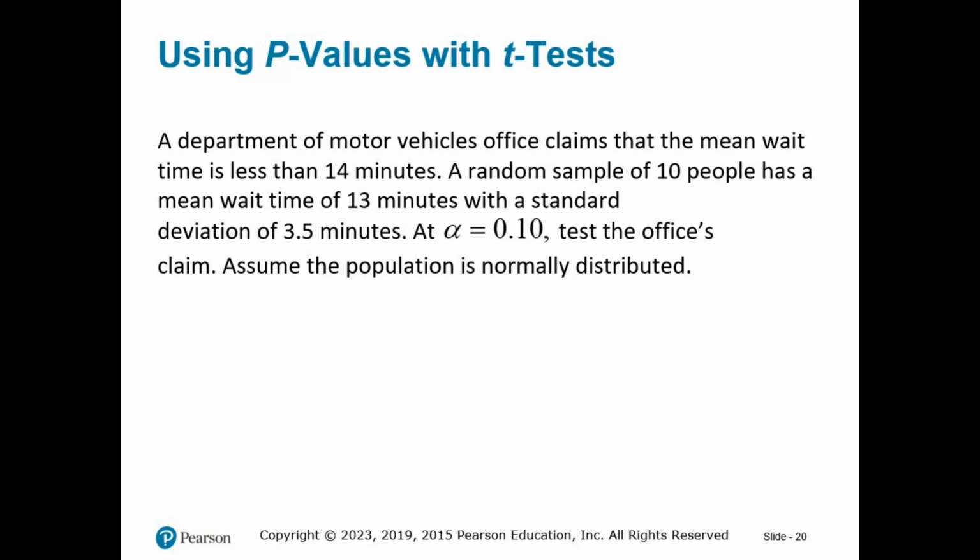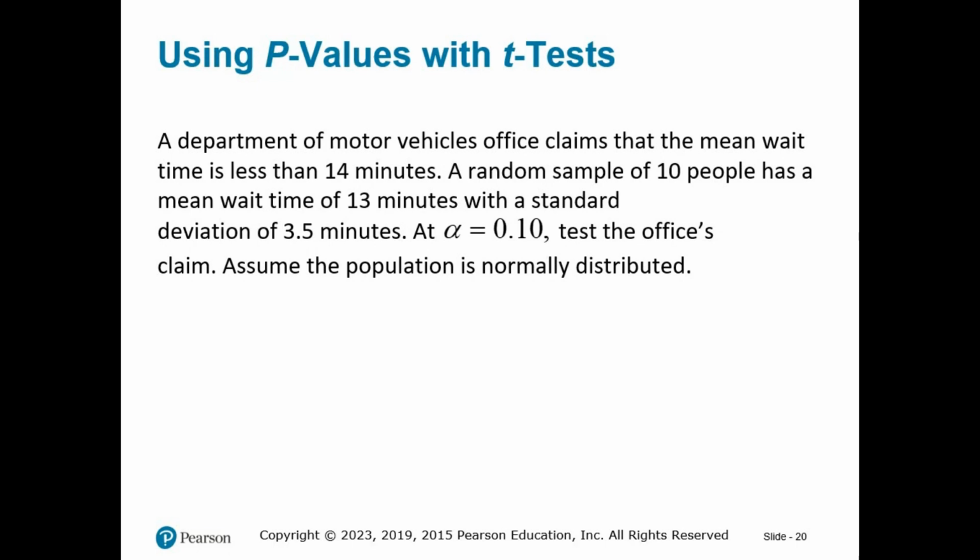So we still need to check for conditions. Did they give us population standard deviation or sigma? No, just sample information. Is the sample random? Yes. Is the population normally distributed, or is the sample size greater than or equal to 30? They said the population is normally distributed. Good, so we continue. So we still need to come up with hypotheses also.